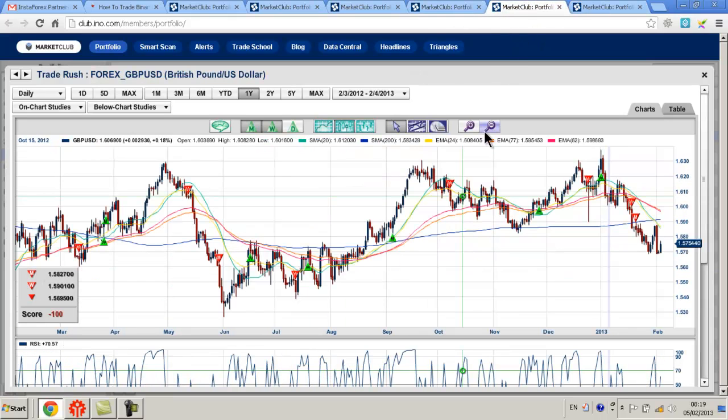So from August to mid-September, the British pound was moving up. Okay, so you can see that correlation. But as I say, now it's kind of faded out.